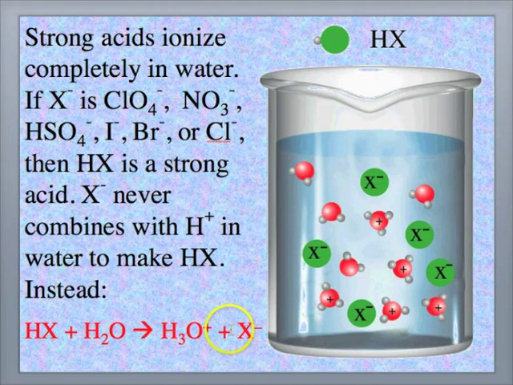It's almost like 100% ionization. So strong acids are very, very strong electrolytes. They completely break up into ions in water. That's what a strong acid is. And again, it's just these 6 anions that you have to know, because those are the ones that form strong acids, and strong acids in water ionize completely to form hydronium ion.